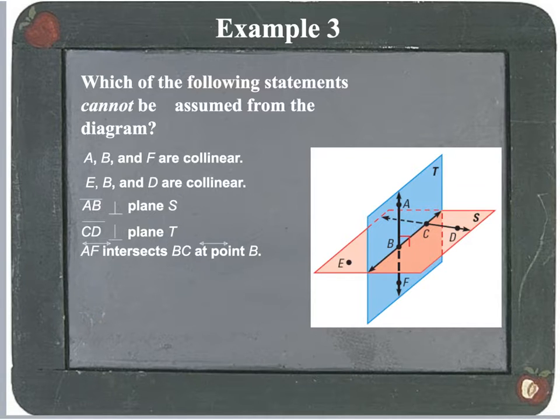All right, so which of the following statements cannot be assumed from the diagram? So we're going to look. Let's say true or false by going through these, or we can cross them out if they're not true. So let's look at A, B, and F. They're saying that A, B, and F are collinear. What does collinear mean? On the same line. Can we look at this picture and determine whether A, B, and F are on the same line?